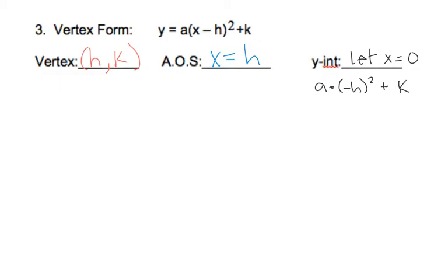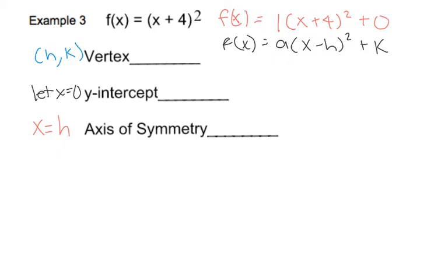And the third and final form, the vertex form, which is y or f of x equals a times x minus h squared plus k, where your vertex is the h comma k. Your AOS, or the axis of symmetry, is x equals h. Your y-intercept is where you would let x equals 0, and you would end up technically with a times negative h squared plus k when you let x equals 0, so that's why I wrote it here. That's kind of a shortcut. So let's look at an example.